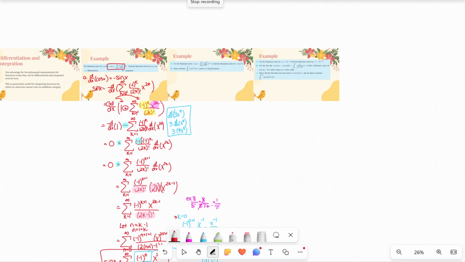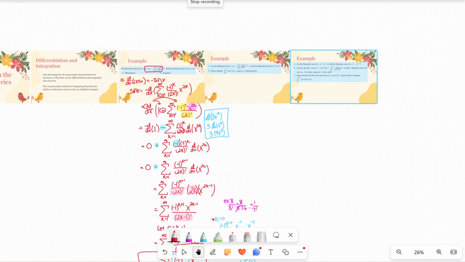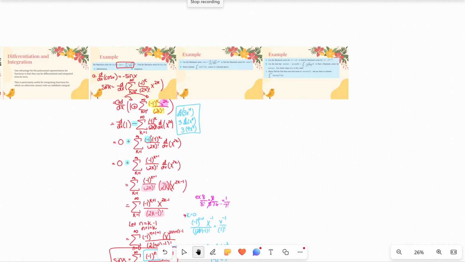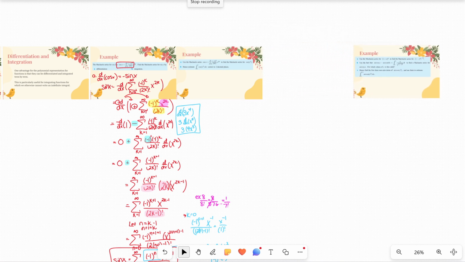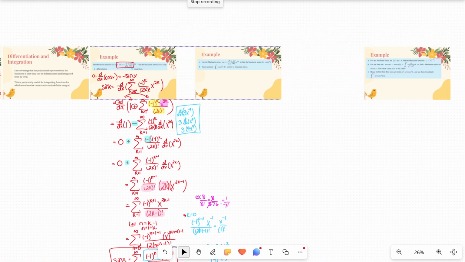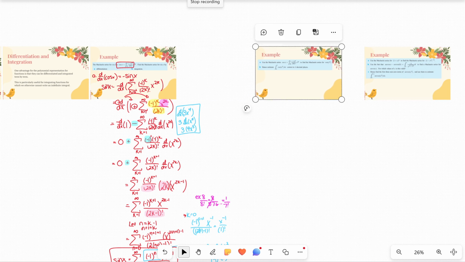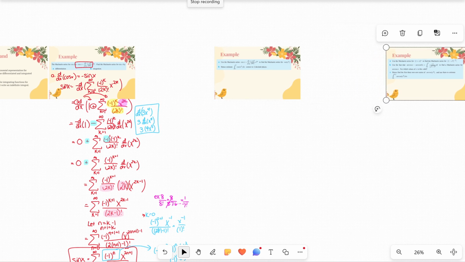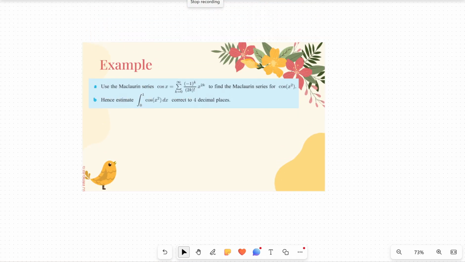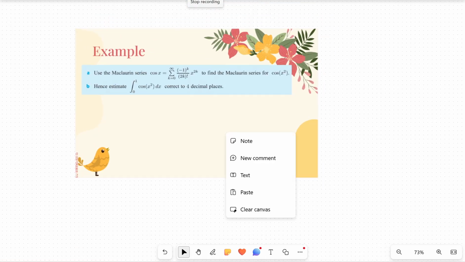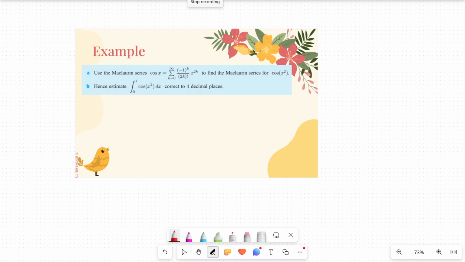Moving on to our second example. I'm going to move these over just a hair so I can give myself some more room. All right, so the next example, we're going to look at the Maclaurin series expansion for cosine, and we're going to use this to find cosine of x squared. Now, we talked about composition of functions in our previous lesson, so if you're not quite sure how compositions work, you can go back and rewatch that video.